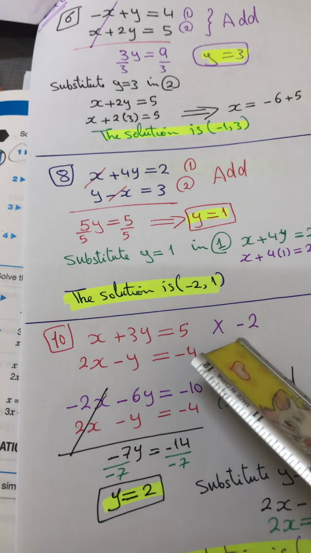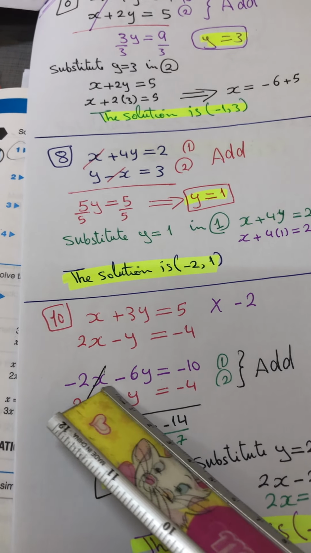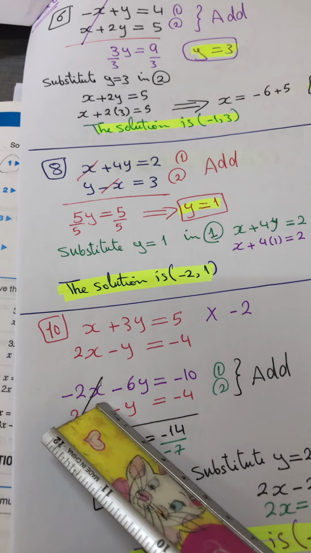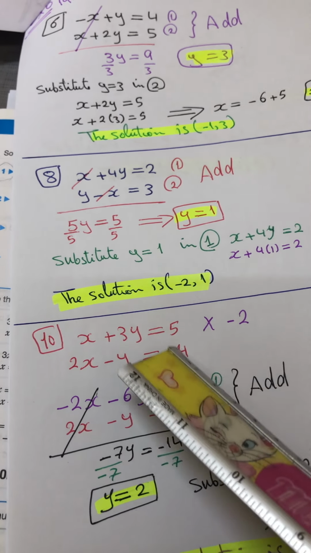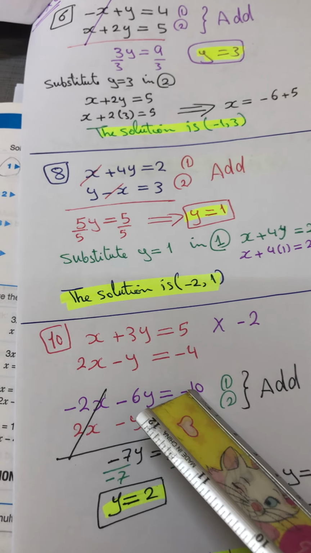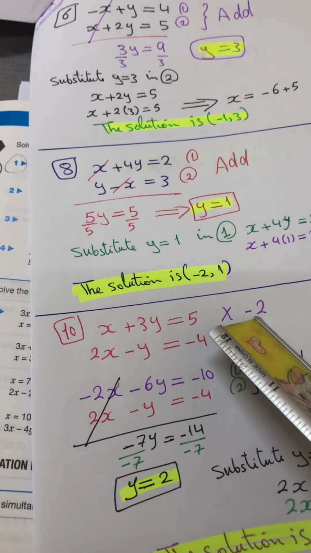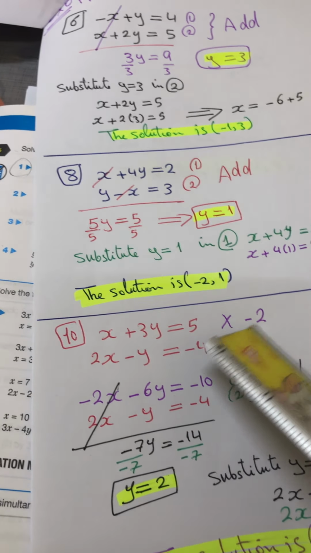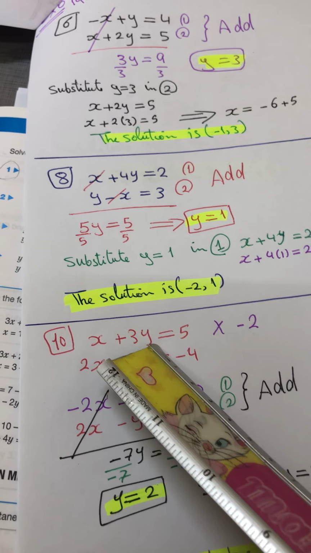So the new equation, multiplied by negative 2. I use the purple color. This is the equation after multiplying by negative 2. It will be negative 2x, negative 2 multiply 3 equal negative 6y, negative 2 multiply 5 equal negative 10. So this is the new equation after multiplying by negative 2. Is it allowed to me to multiply? Yes, of course. But don't forget to multiply both sides. Don't forget to multiply all terms you have.